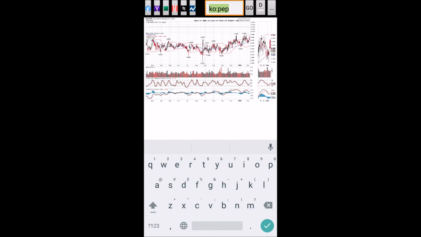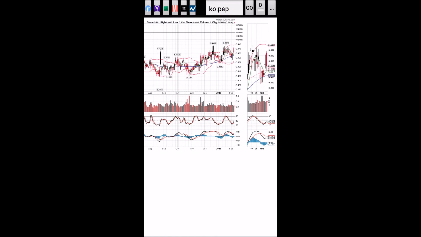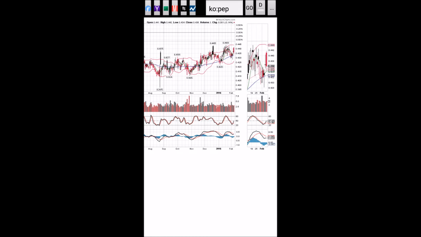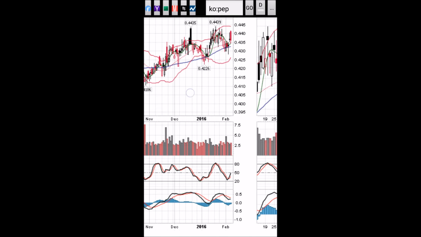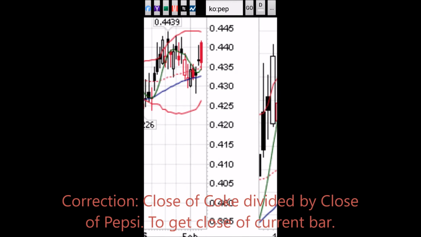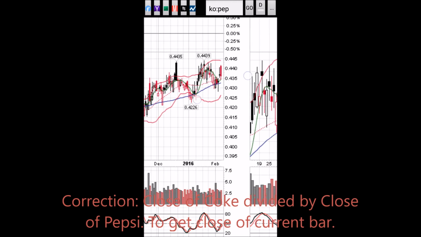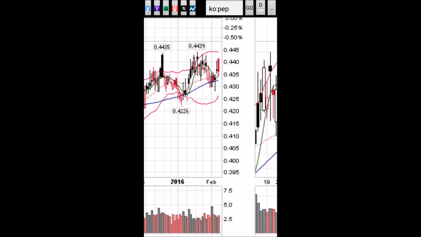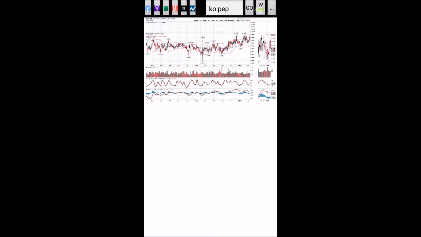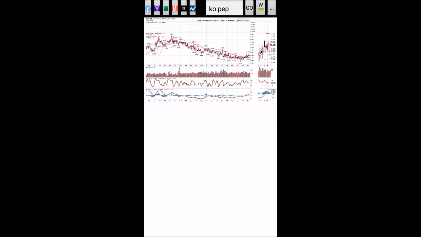So this relational operator is basically a division. Okay, so the current bar basically means the close of Coke divided by the closing price of Pepsi, and what you get is a ratio, and that ratio gets plotted. And I'm just gonna use a 5-year weekly chart to get the overall big picture here.